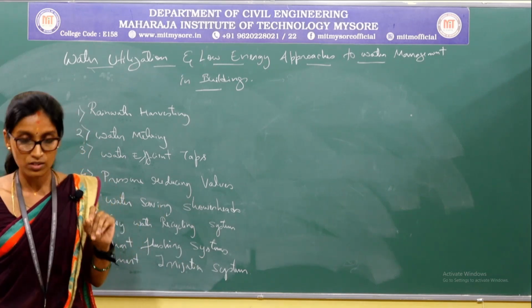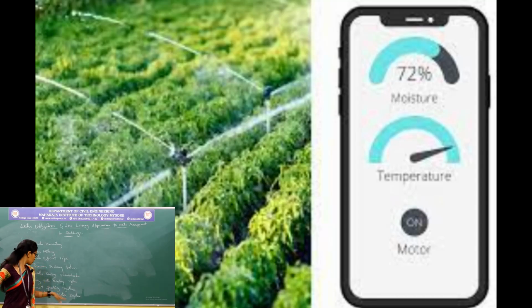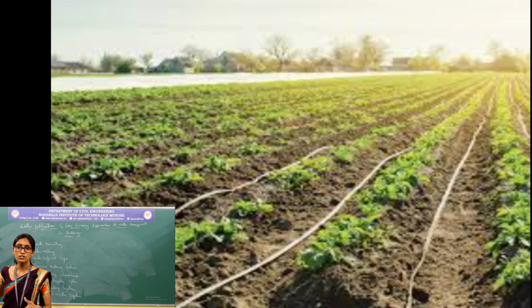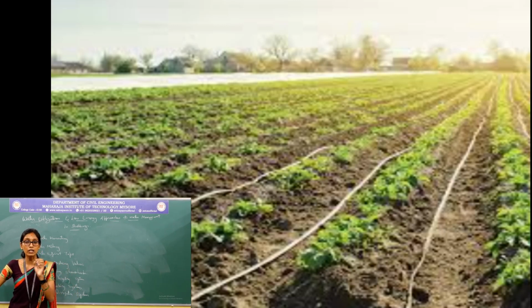Okay, so now the next one is the smart irrigation system. In this smart irrigation system, instead of using flood irrigation or furrow irrigation, which is nothing but letting the water flood a field, if I am going to utilize various irrigation systems such as sprinklers or drip irrigation, obviously the amount of water utilized will be reduced, okay, and water will be conserved.